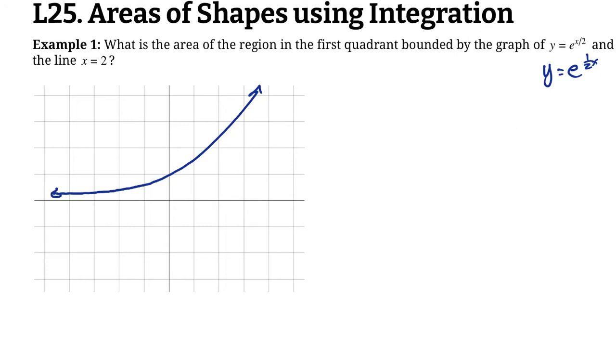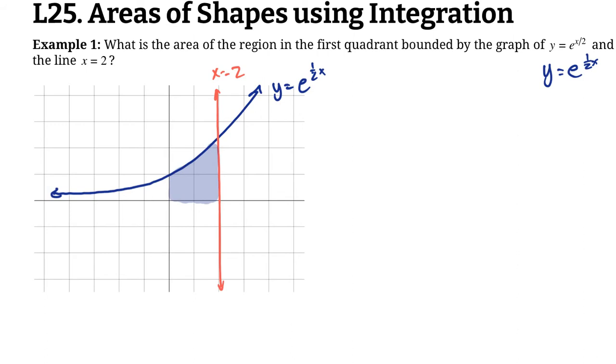And the line x equals 2. We know x equals 2 is a vertical line, right? At x equals 2. I'll label this one 2, y equals e to the 1/2 x. Okay? So it's saying the area in the first quadrant bounded by that. So if you look, those two functions create this area here in the first quadrant, right? It creates this area in here. And this problem is asking us to find what that area is.